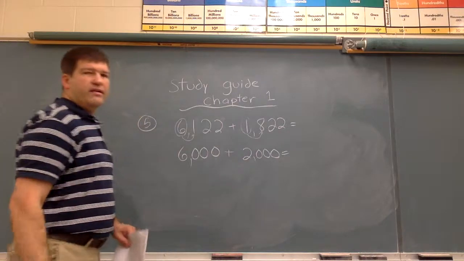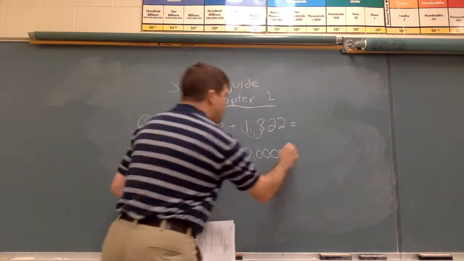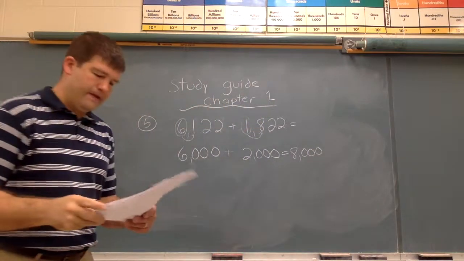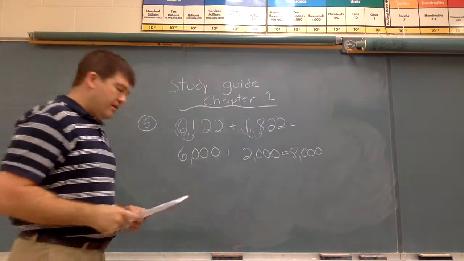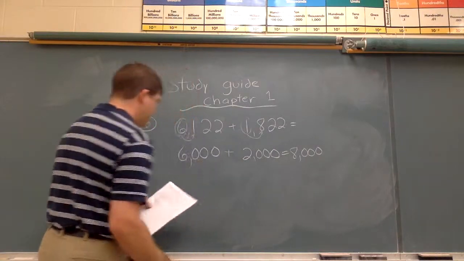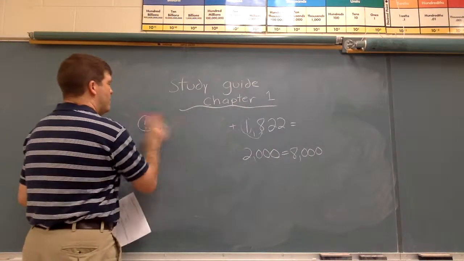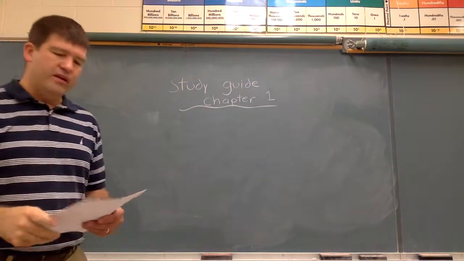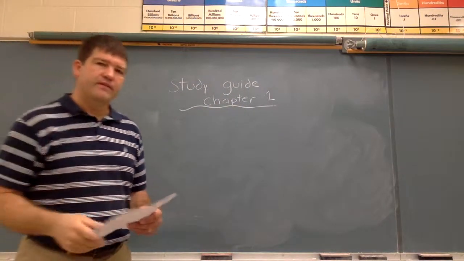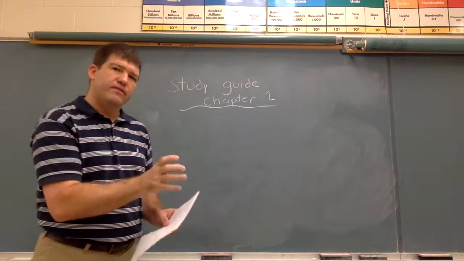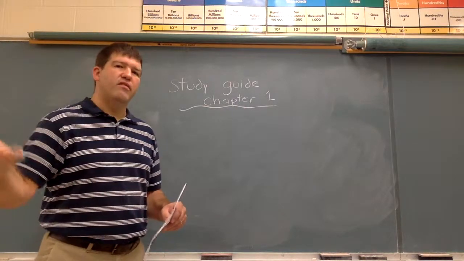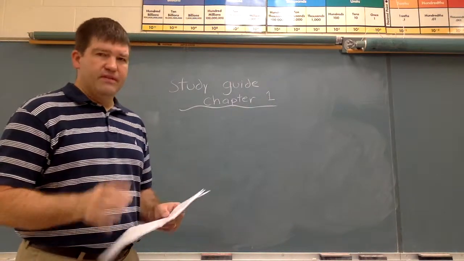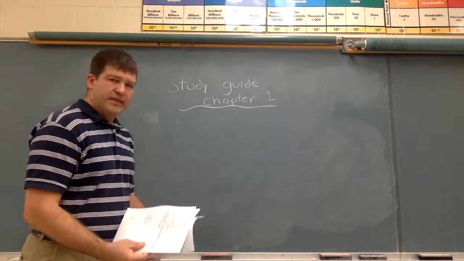Now I just add those two together. 6,000 plus 2,000 gets me 8,000. Let's do number 6. Well, we're actually going to skip number 6, it's again writing a number in word form. It's in the millions, so then you just write the first millions, and then however many 100,000, and then the rest of it. So similar to the first one we did in the study guide.